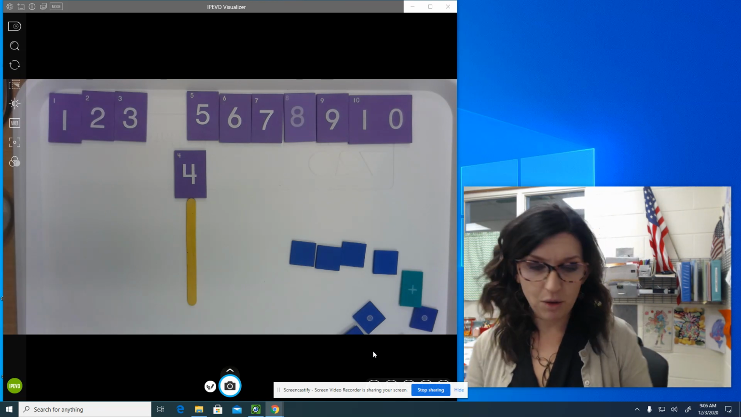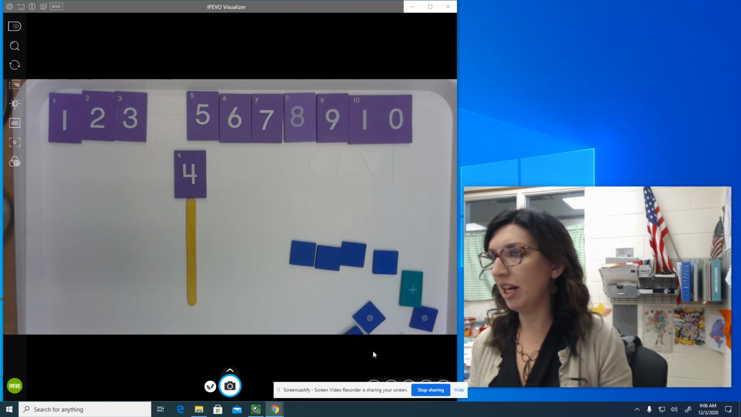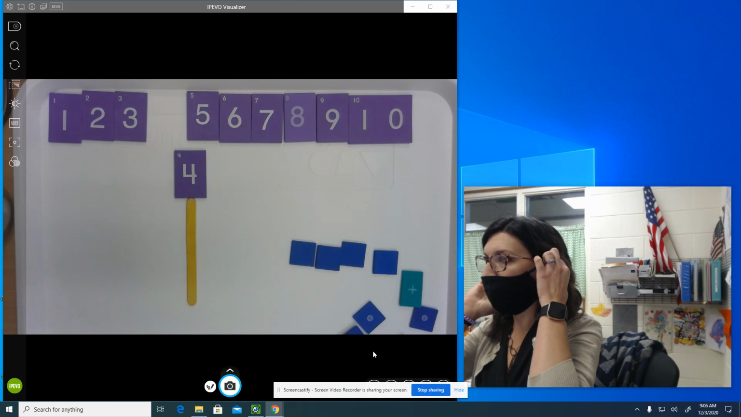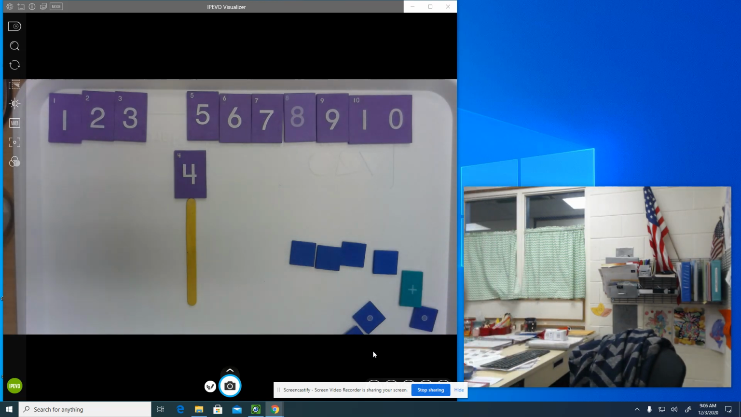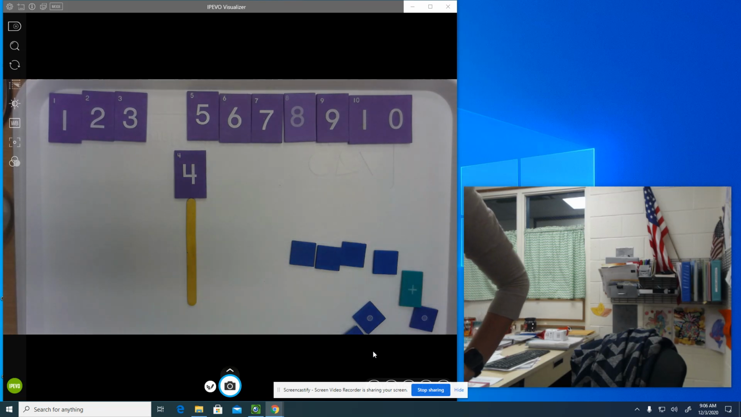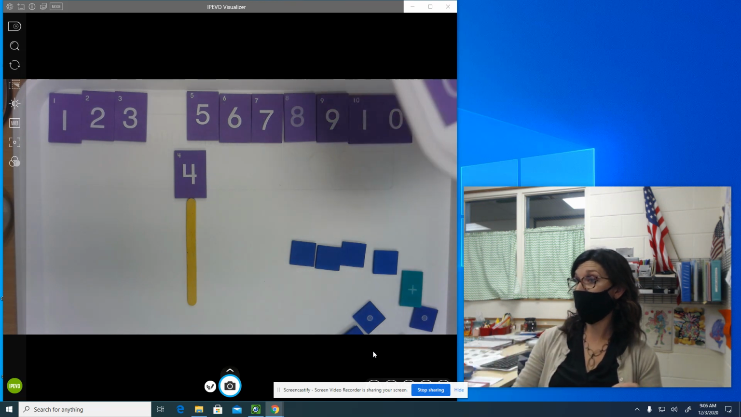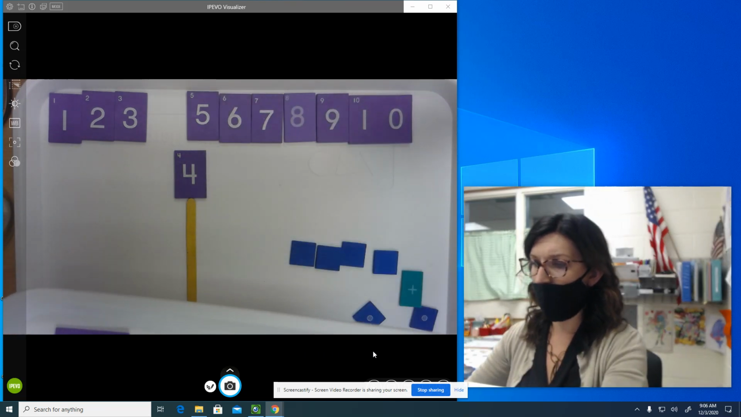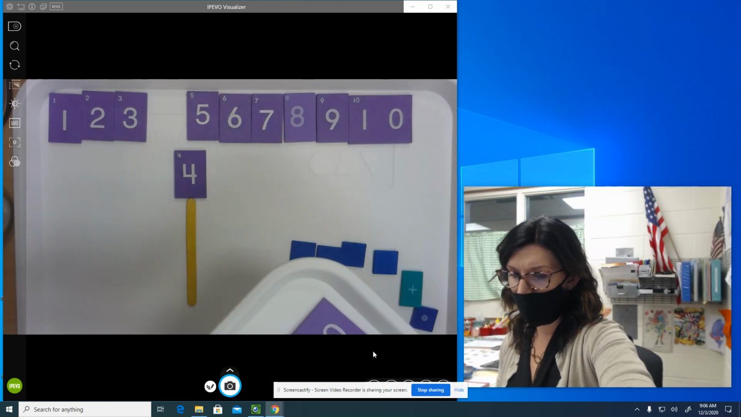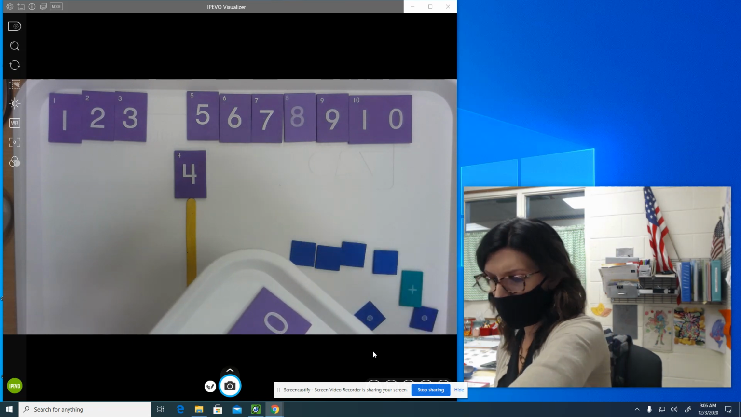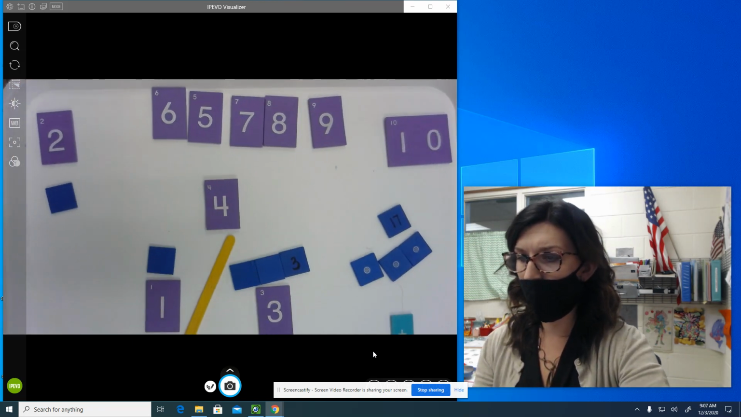Oh, I'm looking to see who I can pick that has their tray ready to go. Oh, I've got lots of good options. Ooh, this is going to be a hard choice. Let's see here. The reason I picked this friend is because she even had her numbers ready to go. She had her counters and her numbers ready to go.